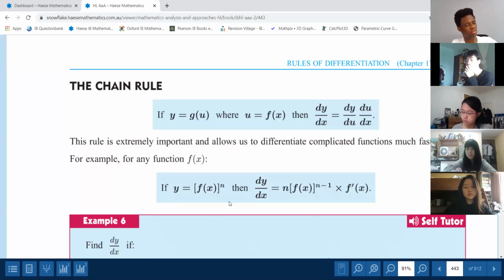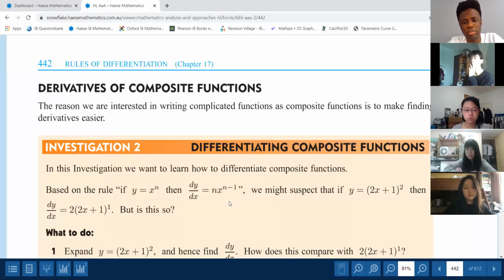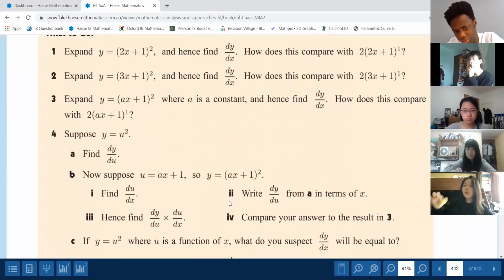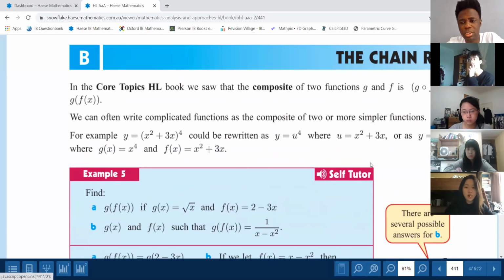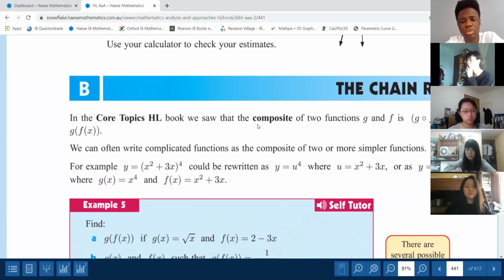We use the chain rule of differentiation for the derivative of composite functions. There's an investigation here in your book that you could use, but we don't have time to start going through that. For your own self-study, you're welcome to do that.